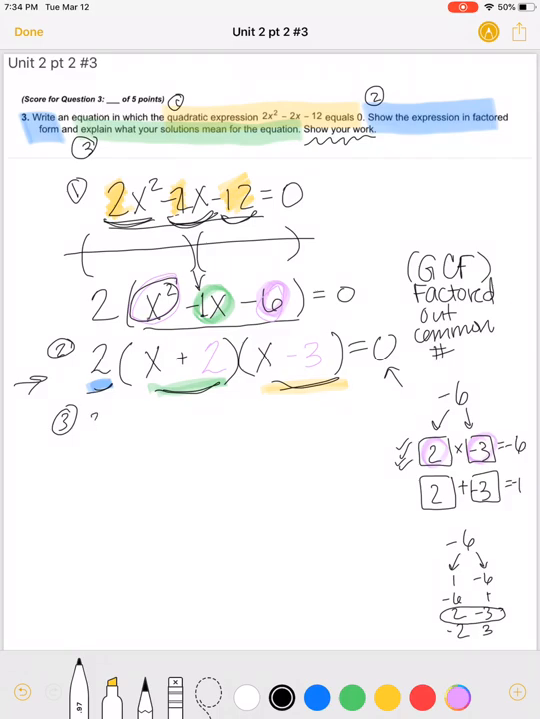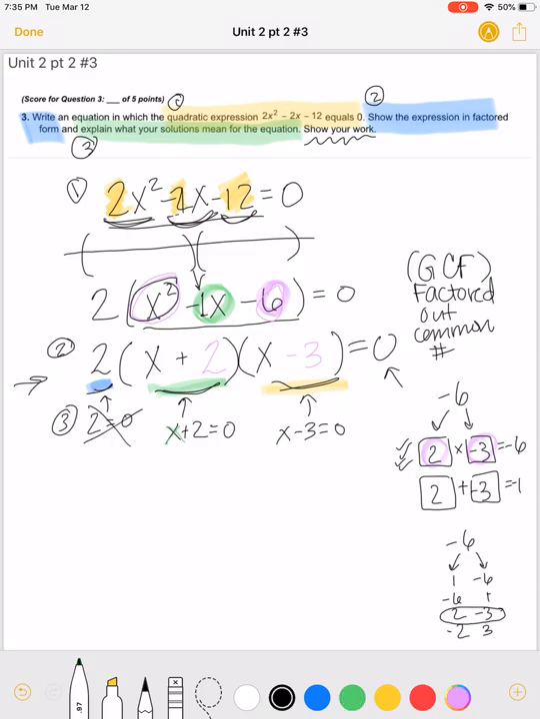So we can say that 2 is equal to 0 from this first part, and really that doesn't make any sense. So let's set the second part equal to 0. And then let's set the third part equal to 0. Okay, so now we can work with these 2 equations. We need to isolate the x and get it by itself.